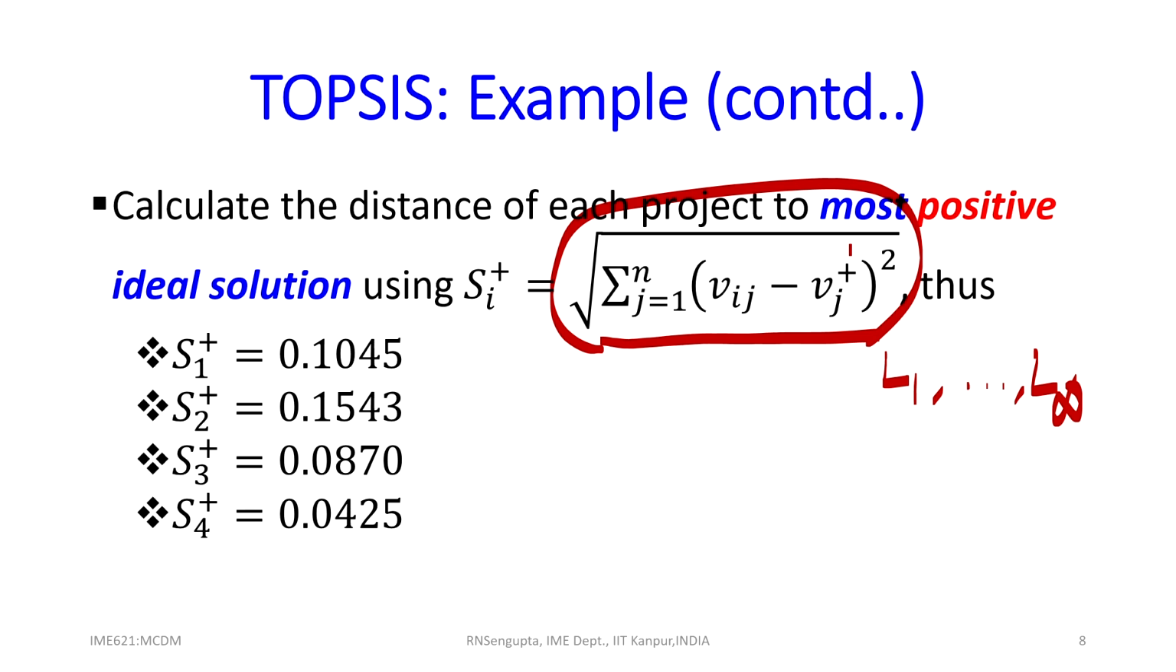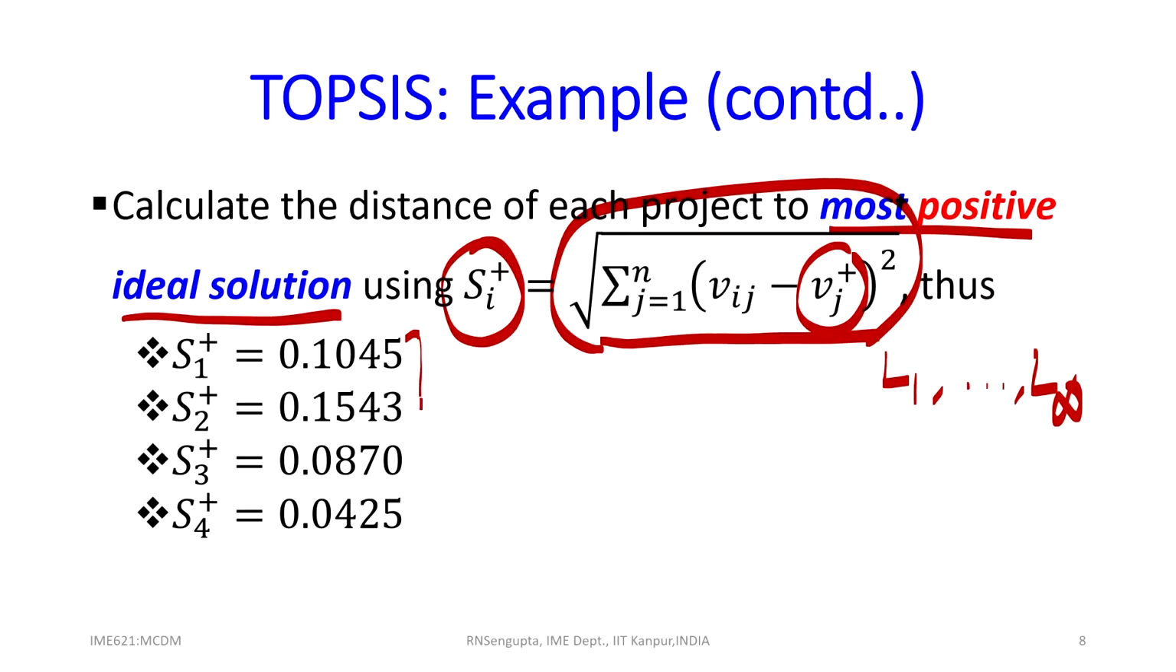So, once you have the V plus values, which are the positive values, you find out the most positive ideal solution, for which I have S_i plus. S means, based on the V matrix which I have, I will find it out corresponding to either the rows or the columns based on how the representation has been done. So, if I have the values, I find out S_i plus, and in the next slide, I will find out the S_i minus. So, S_i plus is S_1 plus, S_2 plus, S_3 plus, S_4 plus. Why? There are 4 alternatives.